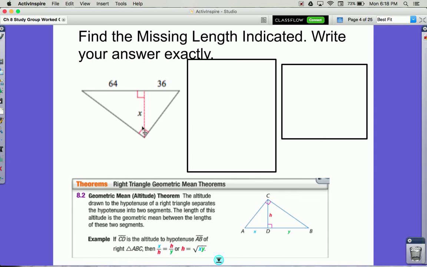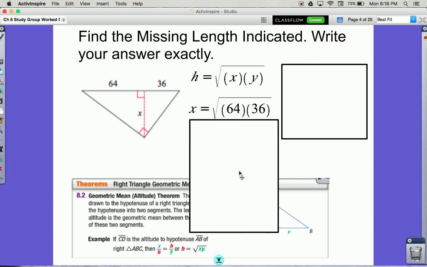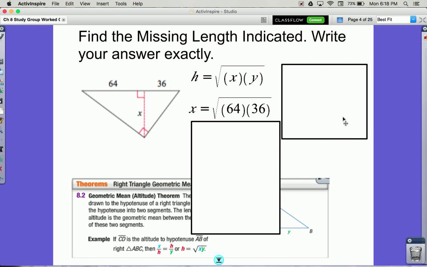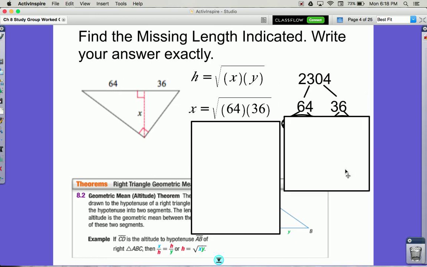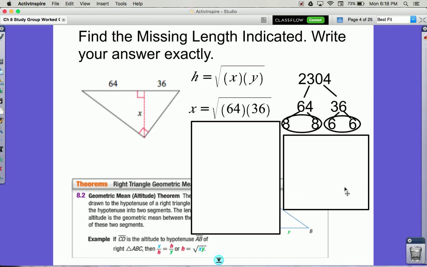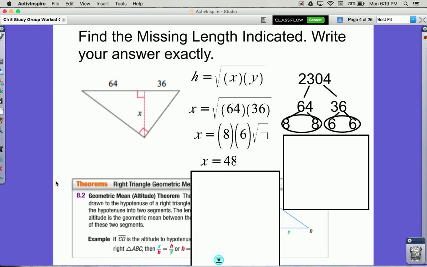of those 2 segments. So that means x is going to equal the square root of 64 times 36, or h equals x times y. 64 times 36 is 2,304, which breaks down as 64 times 36. 64 breaks down as 8 and 8, and 36 breaks down as 6 and 6, so there's a double of 8s and a double of 6s. So I can move the 8 and the 6 to the outside of my square root, so x equals 48 in this case.